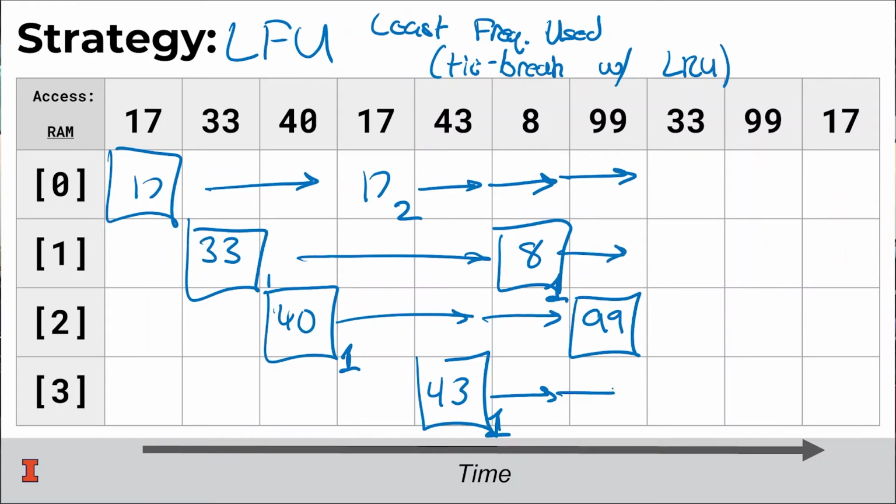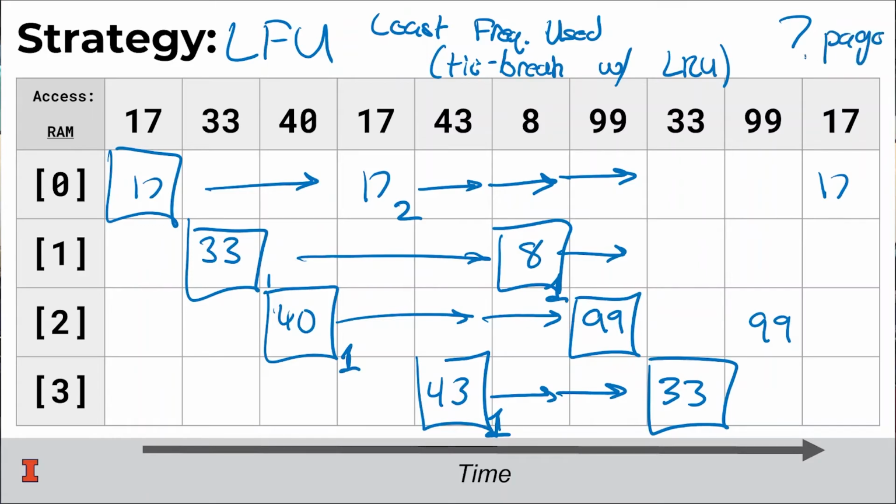Then we need to evict something for 33. What do we evict to place 33 into memory? We evict 43 because it's tied between all the one uses. 33 gets put in here. 99 is already in memory, and 17 is already in memory. So now counting up the boxes, here we have 7 page faults.